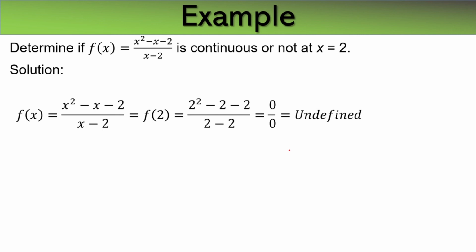Kasi nagkaroon tayo ng 0 over 0. Hindi natin alam kung ano nga ba yung value na yan. So, meron tayong undefined value for f of 2. Since undefined na yung value natin sa f of 2, first condition pa lang ay hindi natin na-satisfy. So, we can say that f is discontinuous at x is equal to 2. Bakit? Kasi si x is equal to 2 is not in the domain of our function f.